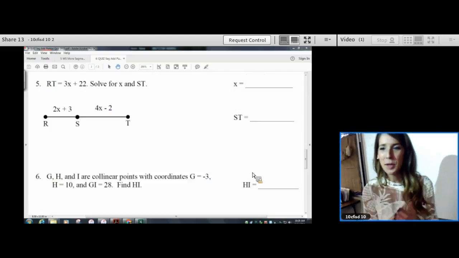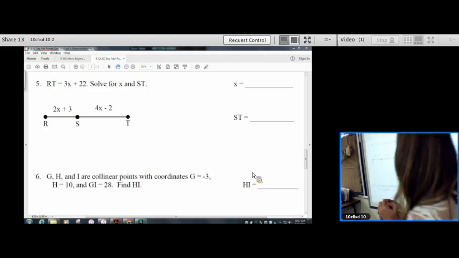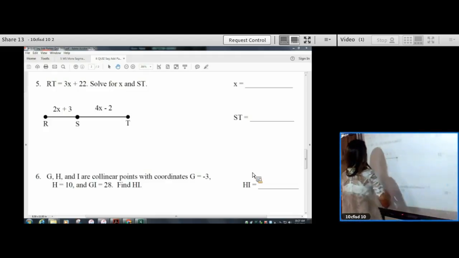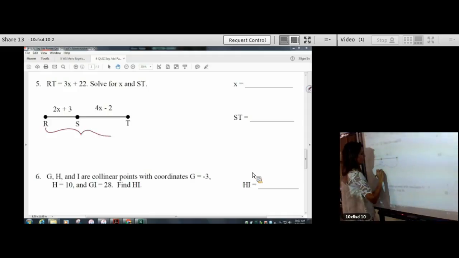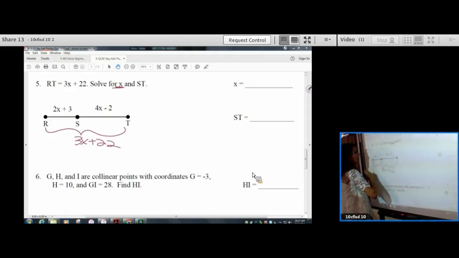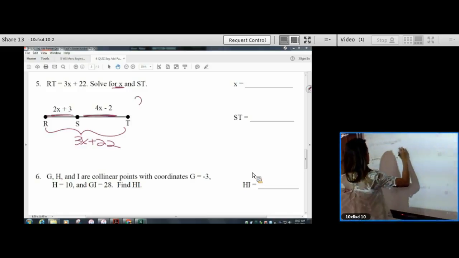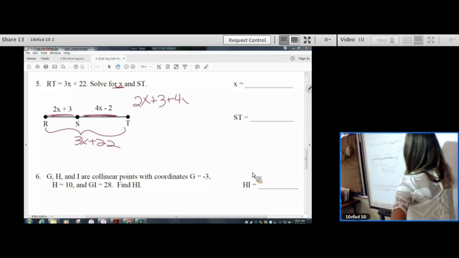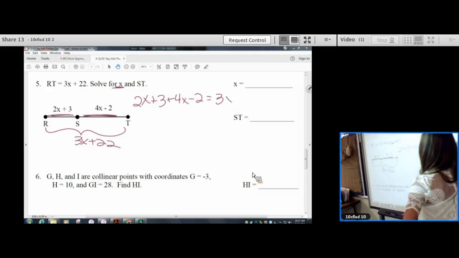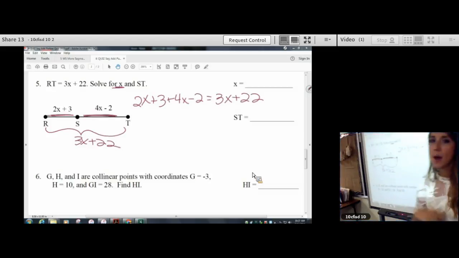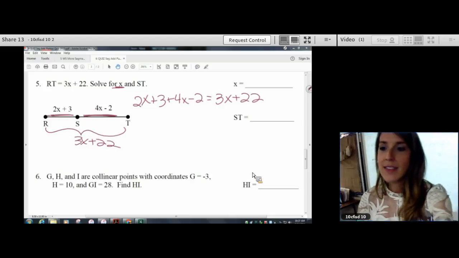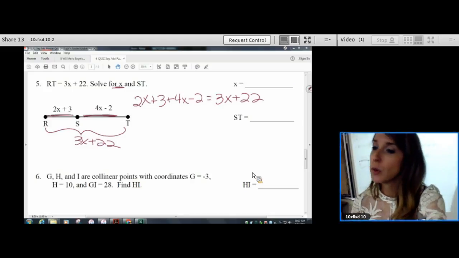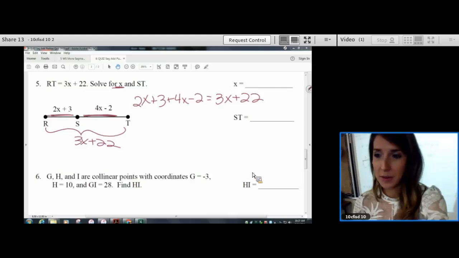Number 5, some more segment addition, making sure you understand. RT is 3X plus 22. That is the whole thing. And we need to solve for X. So we're going to do our part plus part equals whole. We're going to do our segment addition postulate. 2X plus 3 plus 4X minus 2 equals the whole thing. Now, I'm going to do this one slower than normal because I think if you got this one wrong, it was because you were doing some algebra mistakes, not geometry mistakes.